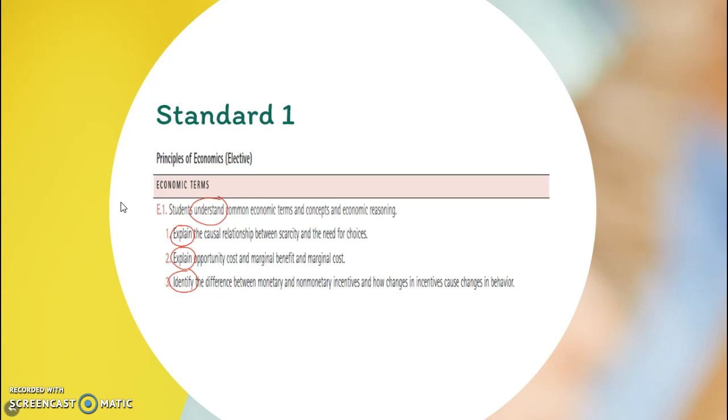And again, that's going to help them to be able to explain that to another person. Last one, that one then is identify the difference between monetary and non-monetary. And with identify, it could be as simple as giving them a list of incentives and having them label them monetary or non-monetary. And then they could go on to identify possible changes in behavior that could result from that.